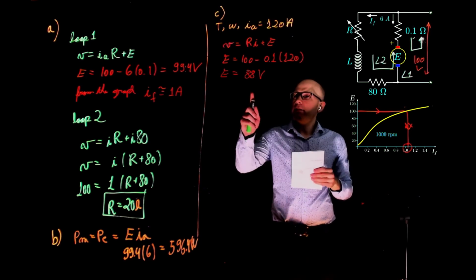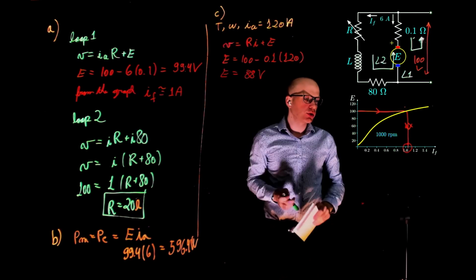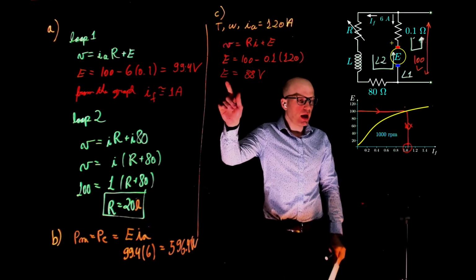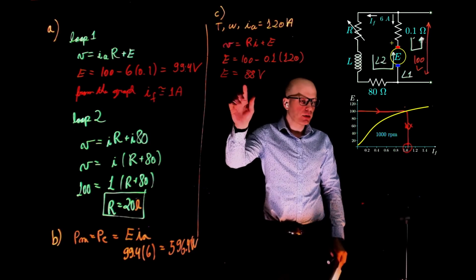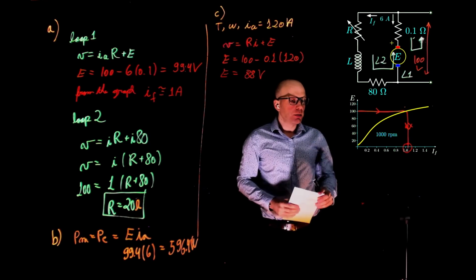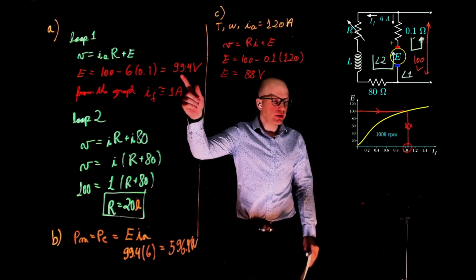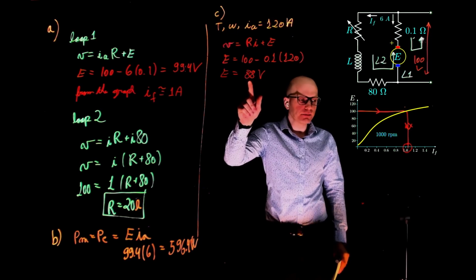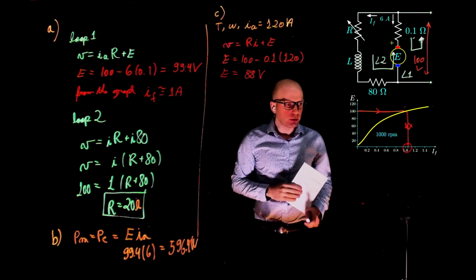So the back EMF here has changed. If the back EMF changes, what also changes? The speed of the motor changes, because we know the relation between E and the speed is simply proportional. The greater the speed, the greater E. There's a proportionality constant there. So how do we find the new speed? Well, we had the speed at this value here, which was 1000 RPM. If now this value changes to 88, then the speed will also change proportionally.